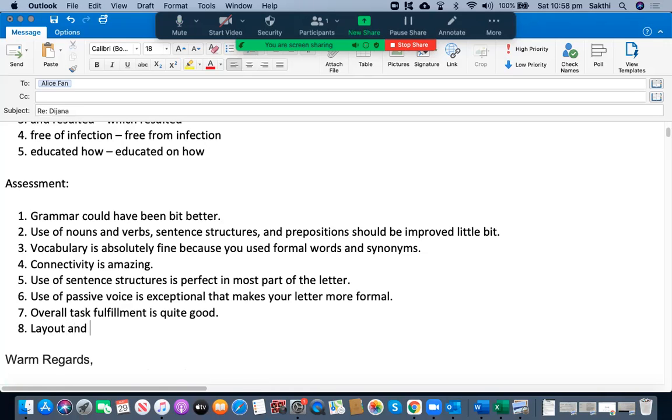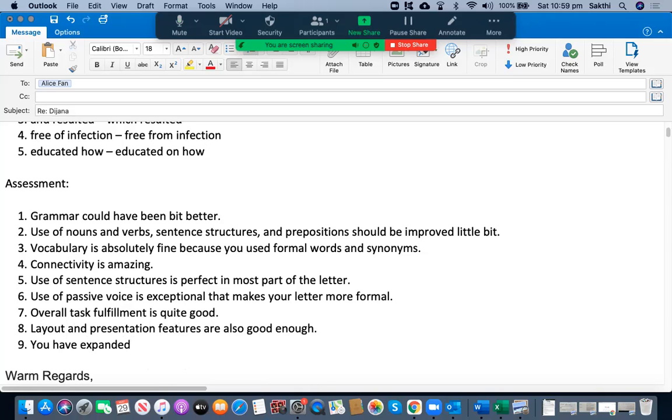Layout and presentation features are also good enough. Fantastic. And then, okay, I need to have a look at, yeah, you have expanded all the abbreviations, so there is no abbreviation used in your letter. Very happy. I'm very happy with that. So you have expanded all the abbreviations. You have done a wonderful job, Alice.